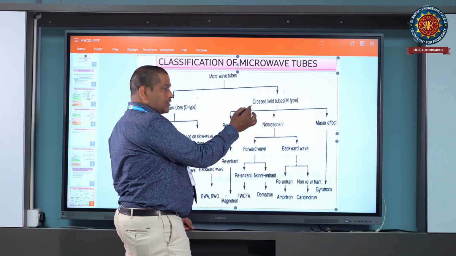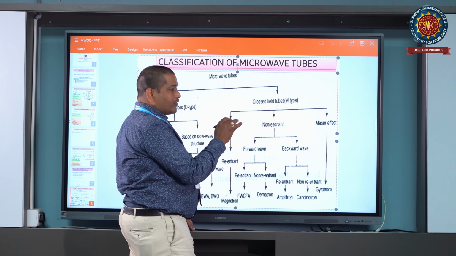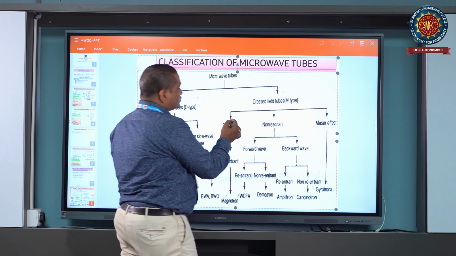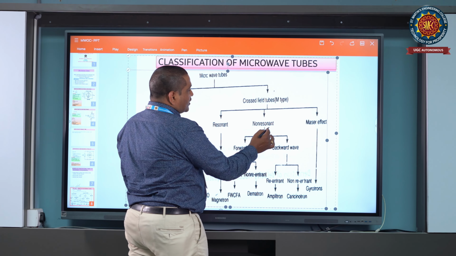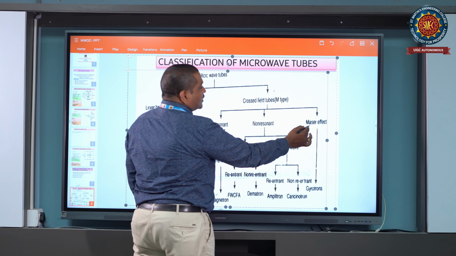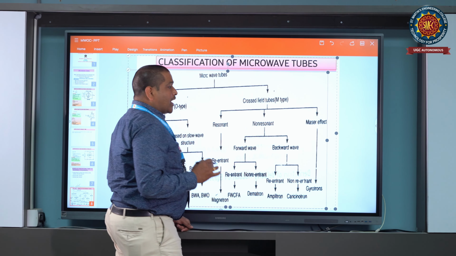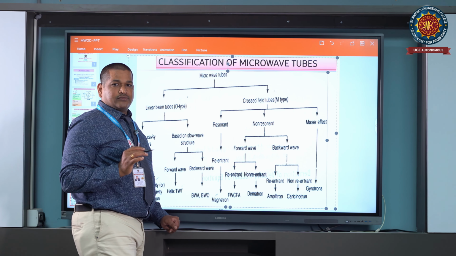Crossed field tubes: in this field, as I already told, the electric field and magnetic field will always be perpendicular to each other. Again, in crossed field tubes, there are two types. One is resonant type, the other is non-resonant type, depending upon the maser principle, which is microwave amplification by stimulated emission of radiation.